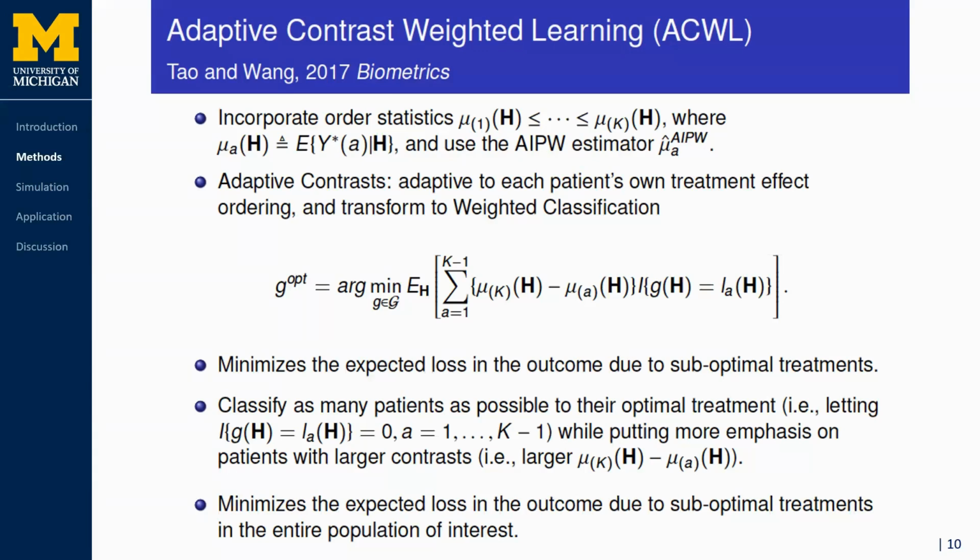Okay, so the bottom idea is you want to minimize this expected loss in your outcome due to the suboptimal treatment. In the meanwhile, this adaptive contrast will classify as many patients as possible to their optimal treatment. And it puts more emphasis on the patients with larger contrast, and therefore this whole algorithm will minimize the expected loss among the entire population of interest. Okay, so this has several advantages. First of all, it is weighted classification, we all know how to implement it, right?